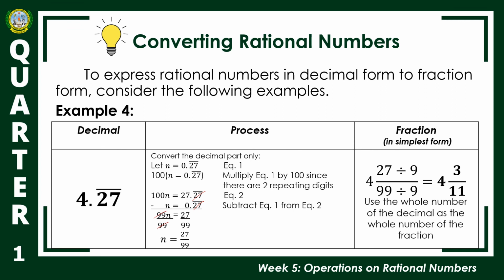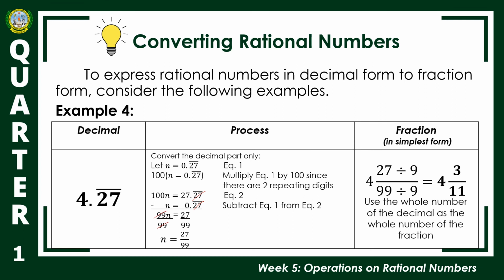And since alam natin na ang GCF ng 27 at 99 ay 9, kailangan pa rin natin siyang i-reduce into simplest form. Okay, so magiging 4 and 3 over 11 na po siya. Again, we use the whole number of the decimal as the whole number of the fraction.